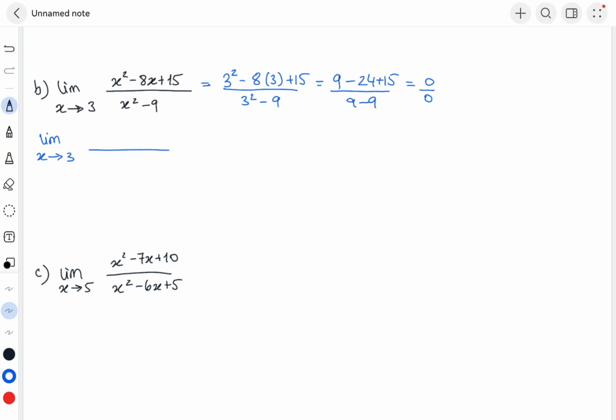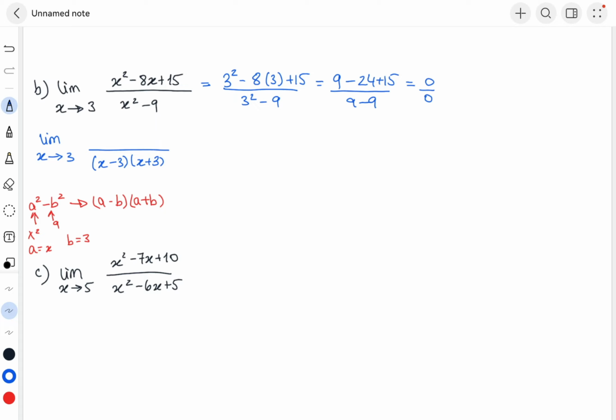Let's start with the denominator because it's easier. We have x squared minus 9, which is in the form of a squared minus b squared, which will result in a minus b, a plus b. A squared is x squared, so a will be x. B squared is 9, so b is 3. So we'll have the denominator x minus 3, x plus 3.